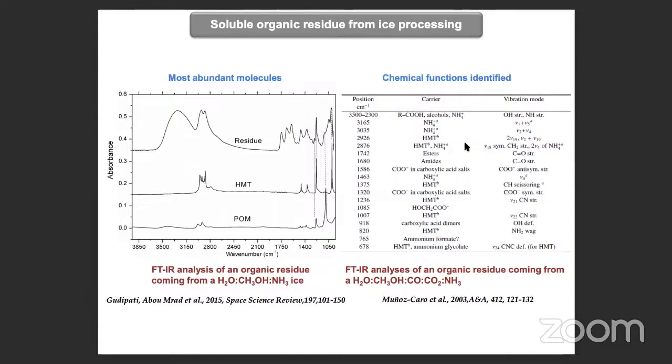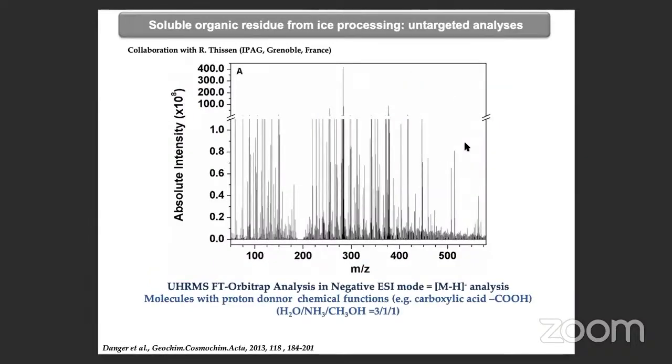But we are still limited with this technique to obtain information about the molecular diversity that can be generated. The question is, as you've seen, we can generate molecular diversity in the gas phase, and is it the same for the solid phase that we form at the end of the experiments? To obtain this information, we developed a new strategy with Roland Thissen and Véronique Vuitton at IPAG. We analyze this residue with high resolution mass spectrometry. We recover the residue with methanol; it is entirely soluble in methanol. And as you can see, at the end you have a mass spectrum that presents thousands of different molecular ions.